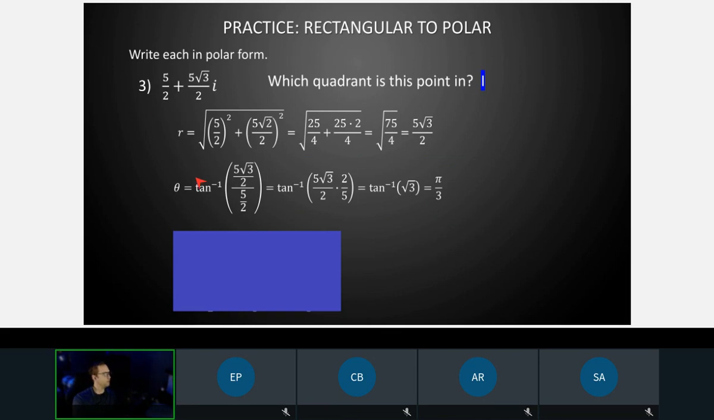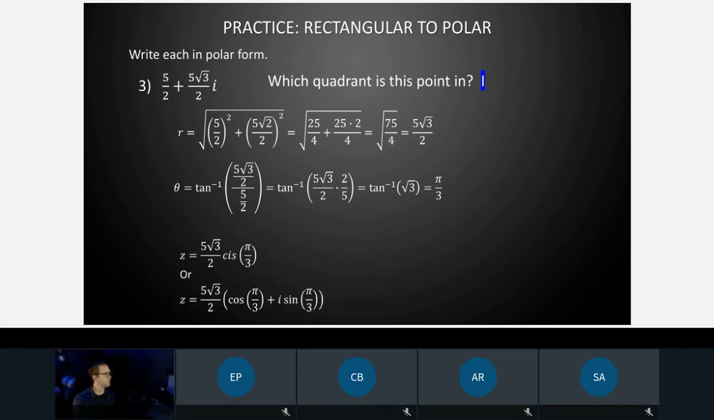And we probably could have typed this in right here and hit enter and skipped all this handwork, right? Typing this in, you should get pi over 3. Now, is pi over 3 in quadrant 1? It sure is. So that's good. And there's your answer, either the shorthand form or the expanded long form.